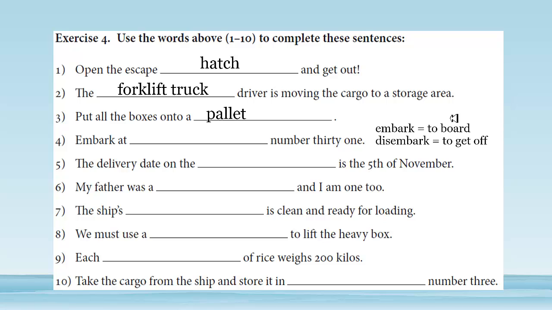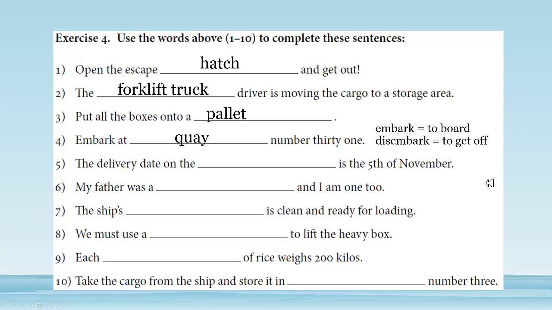Embark. What is embark? Embark means to board. So embarkation is to board, to get on a ship. Disembark is the antonym or the opposite, which means to get off a ship. So embark at berth number 31. You can have that, but it's key number 31, and then on that key it would probably be berth A or B or C, which is numbered.